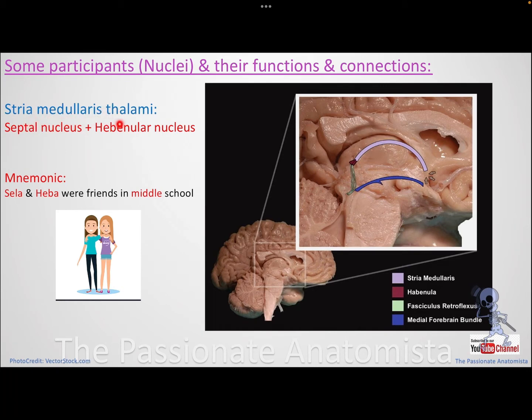Stria medullaris. This is the thalamus, guys. That was the corpus callosum. Remember, this is the corpus callosum, and this is the cingulate gyrus up. Here is the septum pellucidum. Down here is the septal area. This is the thalamus. This is your core, the middle of everything. So if you have a connection that connects the habenular nucleus back there to the septal area anteriorly, this is going to be the stria medullaris thalami.